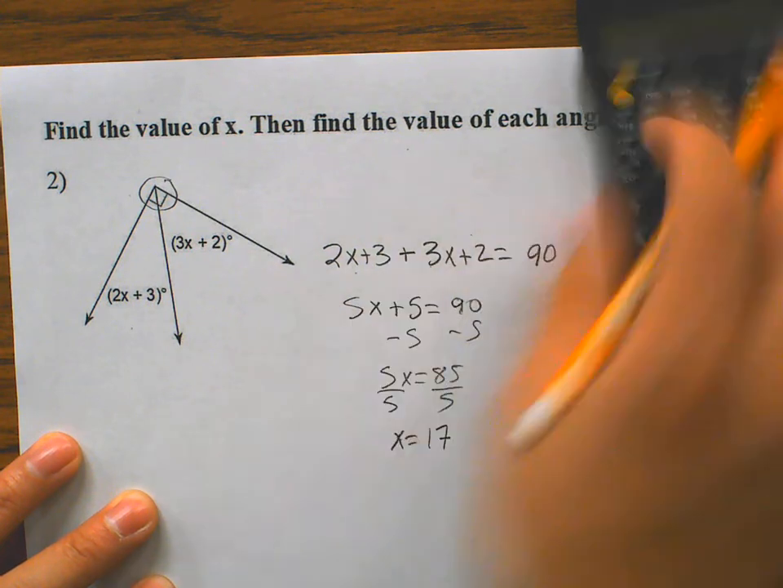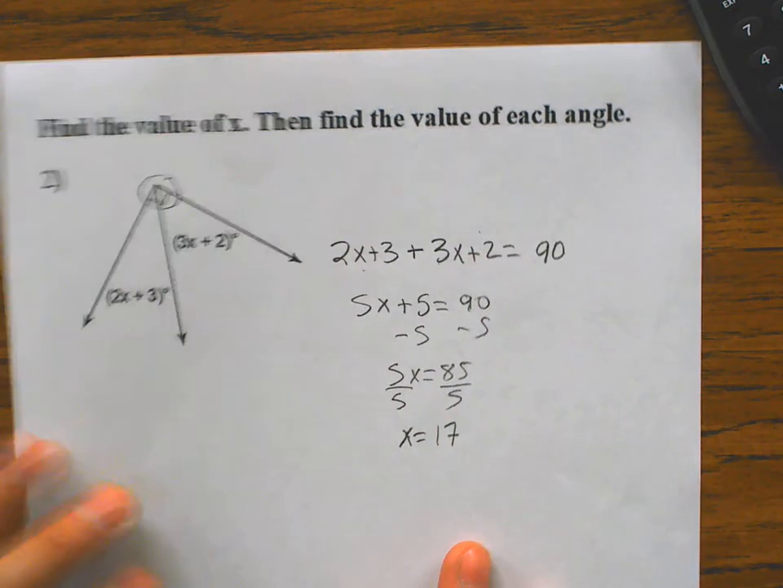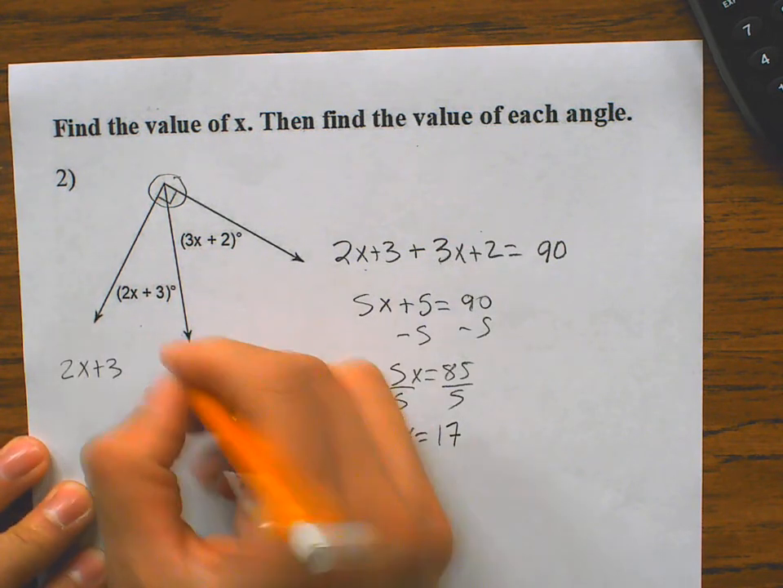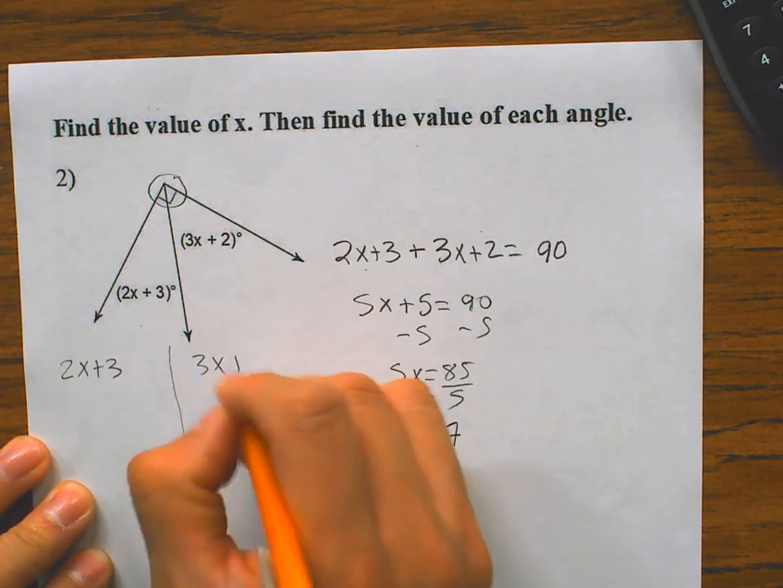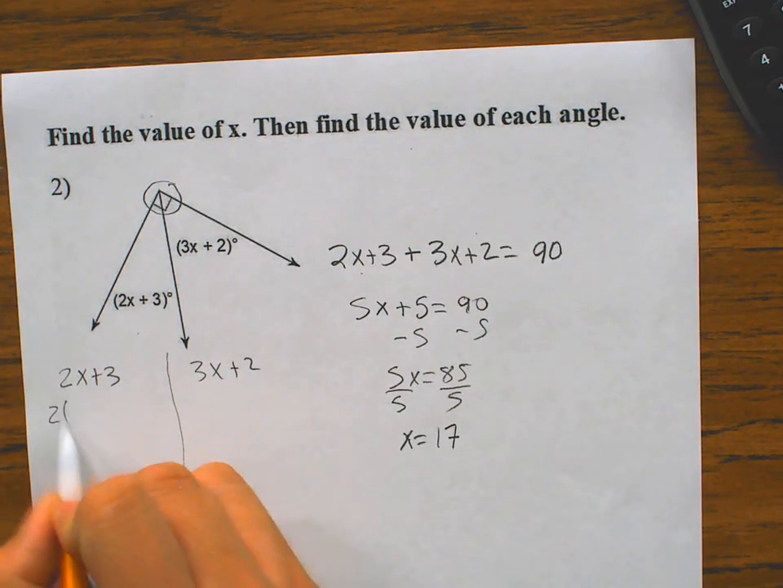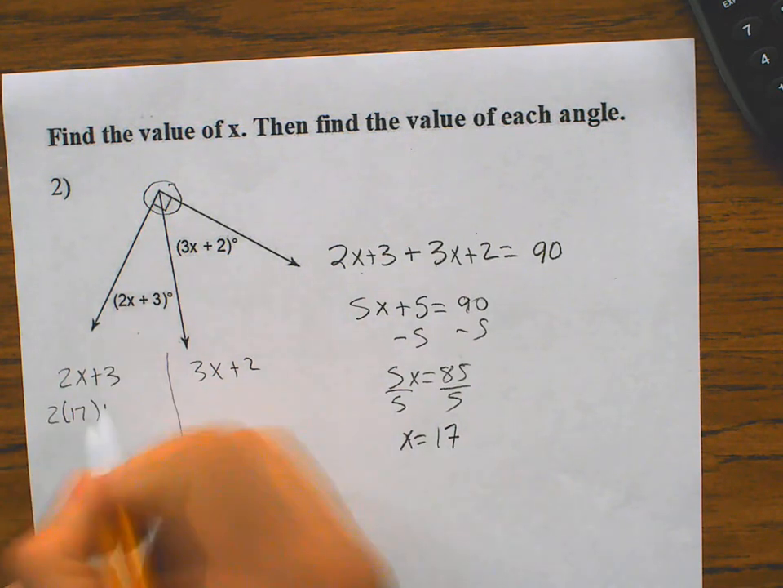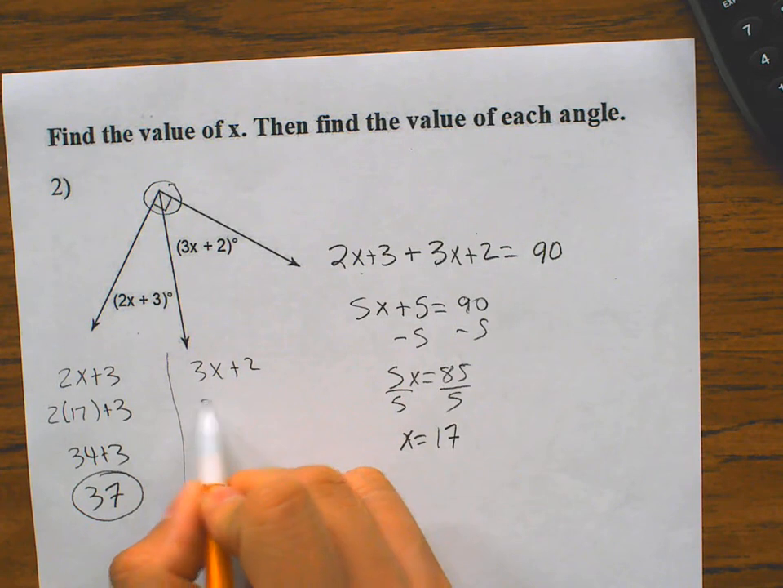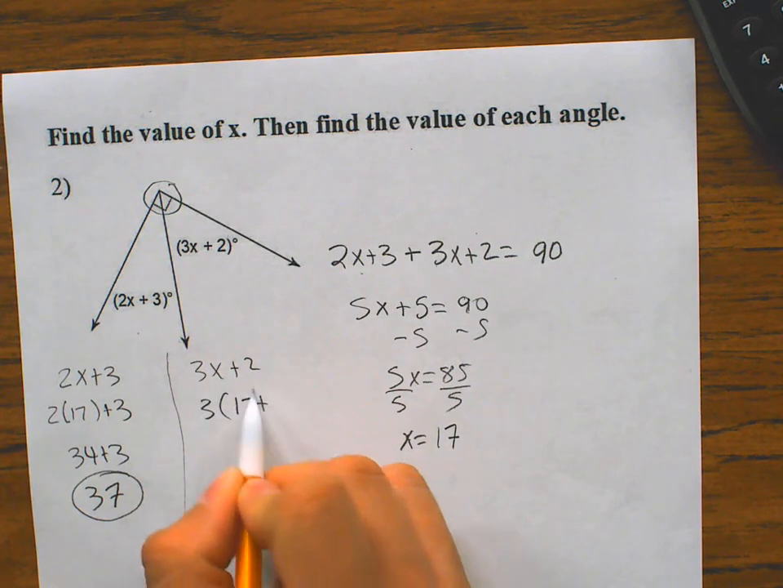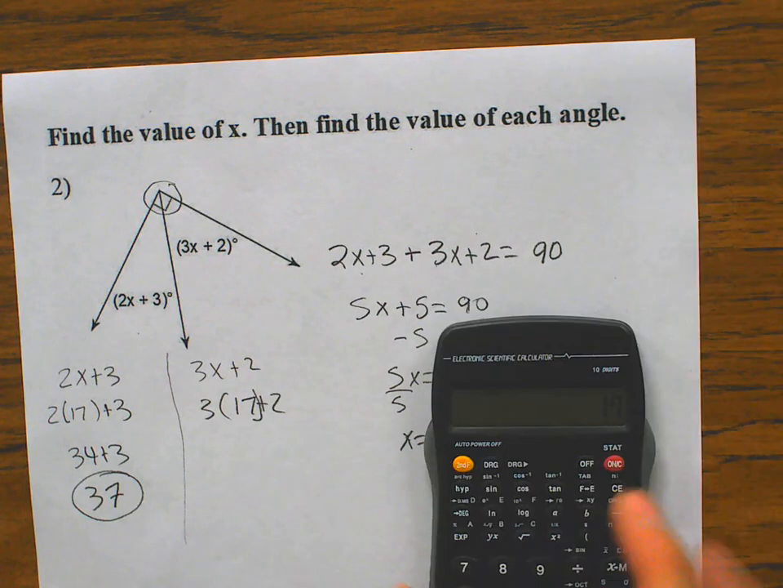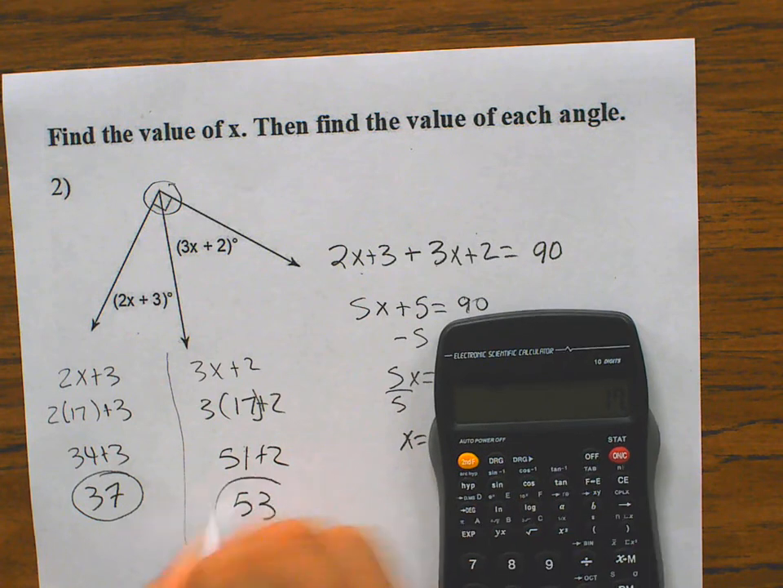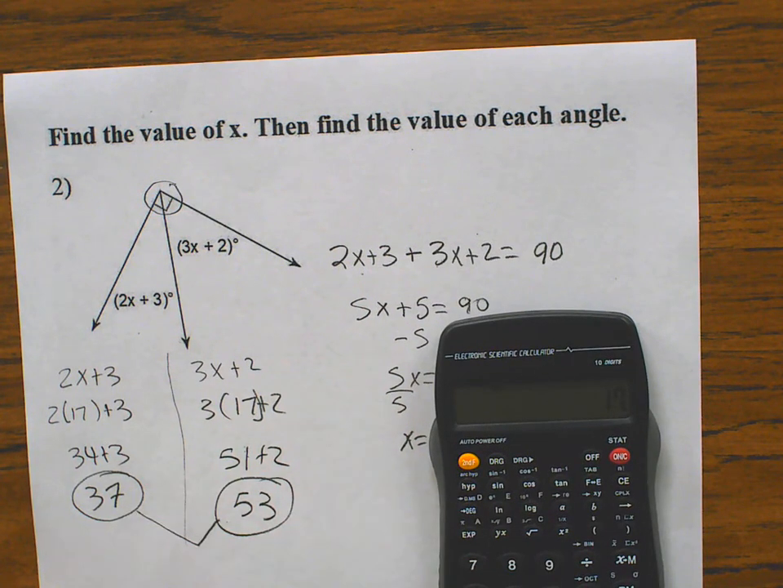But that's not the answer, because they want me to find the value of each angle. So now we're going to substitute that in both of the equations, 2x plus 3 and 3x plus 2. So first, 2 times 17 plus 3, that's going to give me 34 plus 3, which is 37, and 3 times 17 plus 2, that's going to be 51 plus 2, which is going to give me 53. Now to check, notice that both of these do add up to give you 90 degrees.